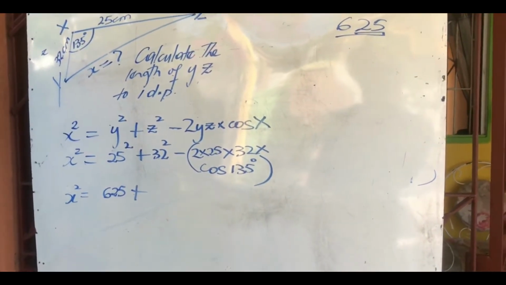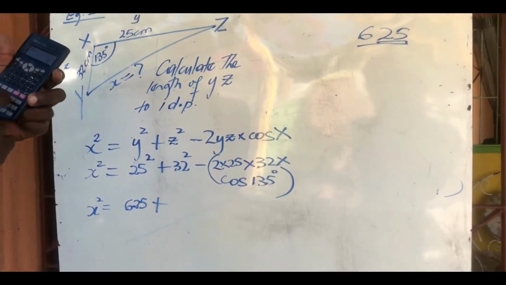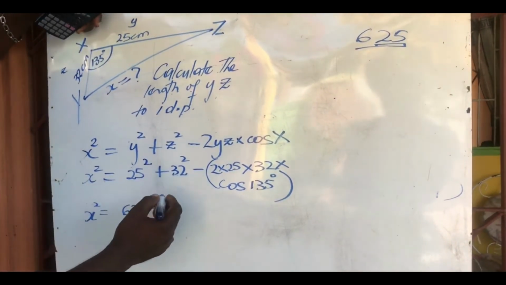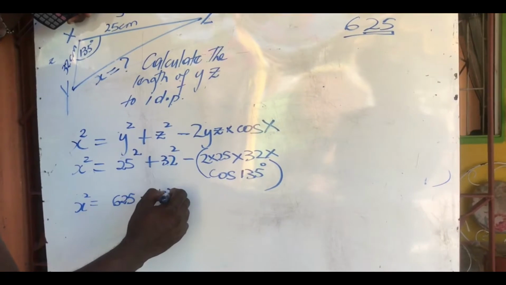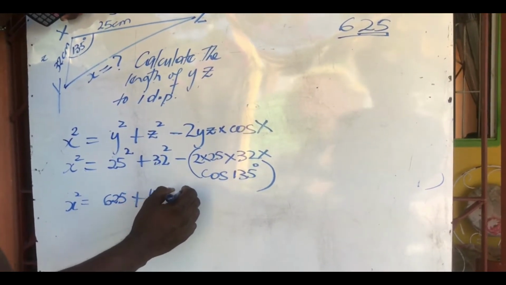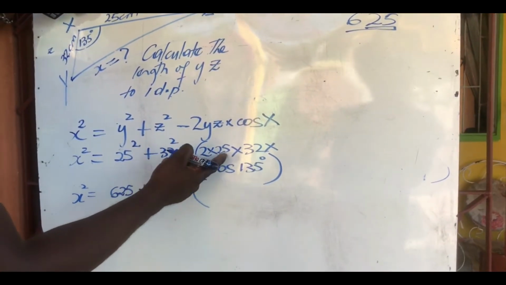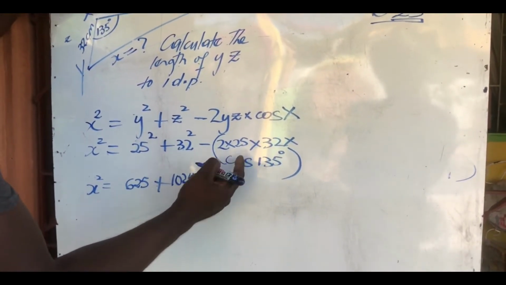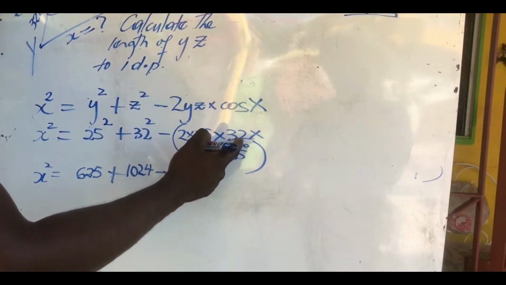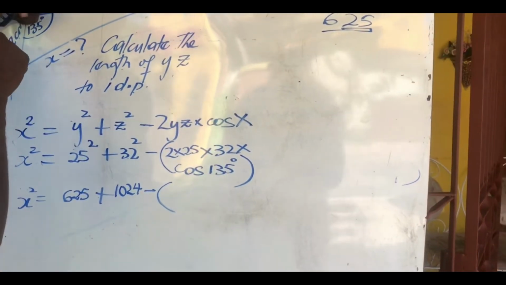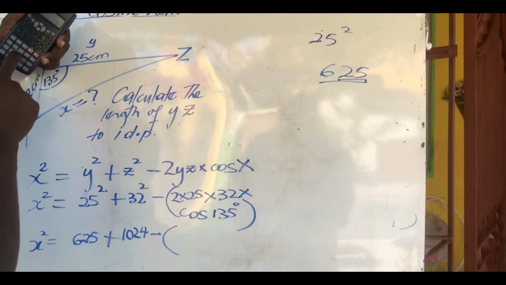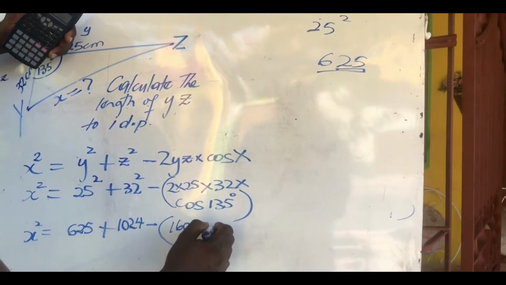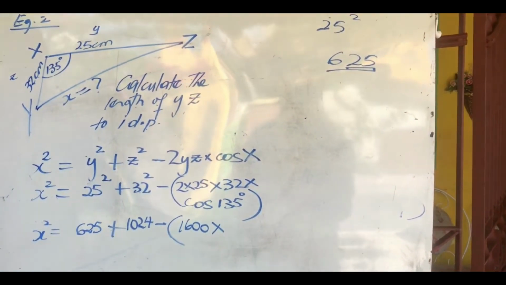Now 32 squared is 32 times 32, or if you have a square button, you simply press square. So what we get here is 1024 minus 2 times 25 times 32. Now 2 times 25 is 50. 50 times 32, we get 1600, times the cosine of 135 degrees.